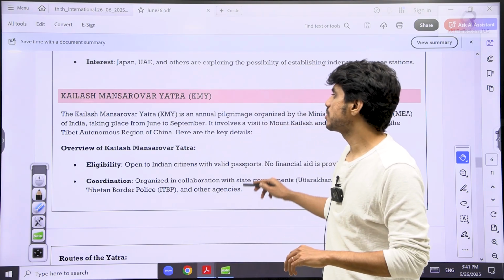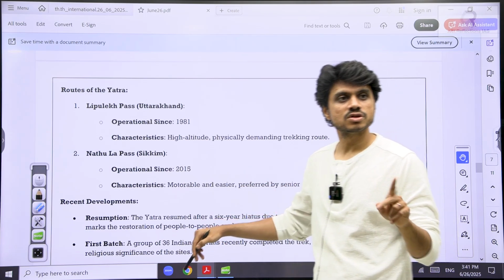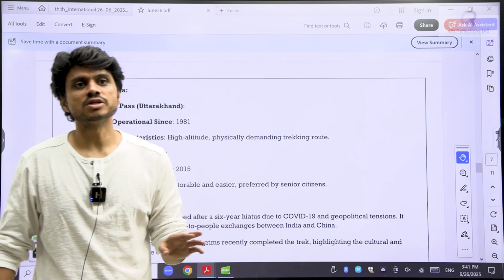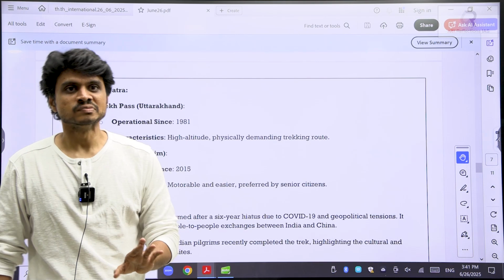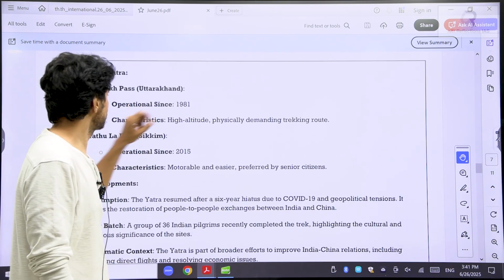Now, the Kailash Manasarovar Yatra has resumed after 6 years. What are the two ways through which you can enter the Kailash area? Kailash is present in which area? It is not in India, it is in Tibet. Tibet is part of China. Either you can enter through the Nathula Pass or the Lipulekh Pass.